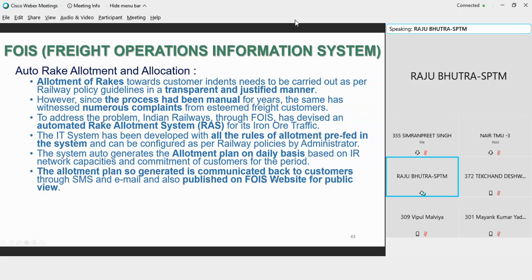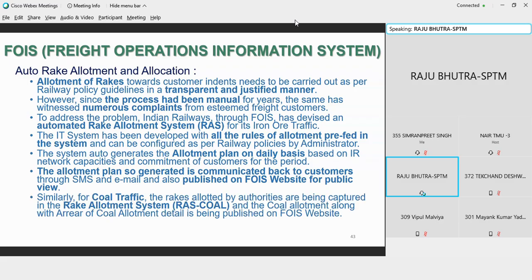The allotment plan so generated is communicated back to customers through SMS. Whatever is planned is made available to the customers on SMS and email, and published on the FOIS website also for better transparency. Similarly, for coal traffic, rakes allotted by authorities are captured in RAS coal, and the coal allotment along with area of coal allotment detail is being published on the FOIS website. The system has brought in more transparency and helps in curbing any malpractice.